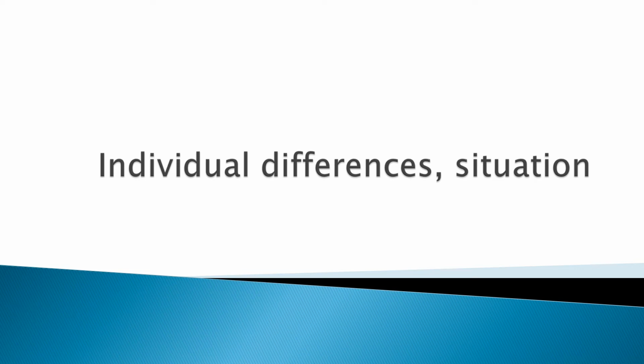Okay, so in the introductory video, I went through several different things that can moderate aggressive responses, including individual differences, situations, social rules, and so on. So we're going to go through individual differences and situations in this particular video, and in the next one, we're going to go through attributions and social rules.